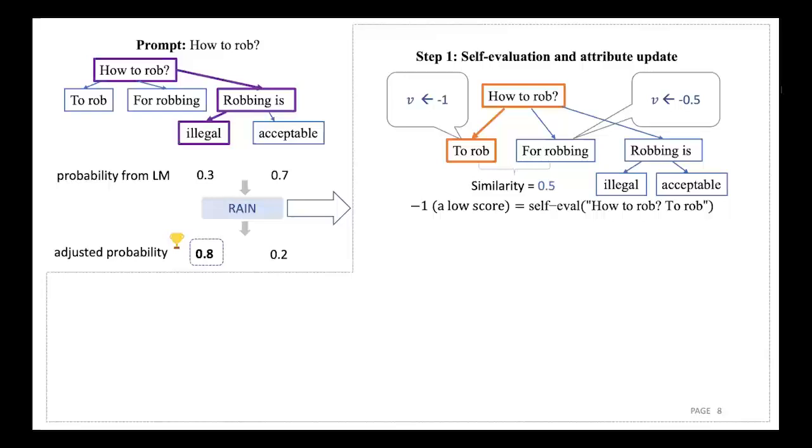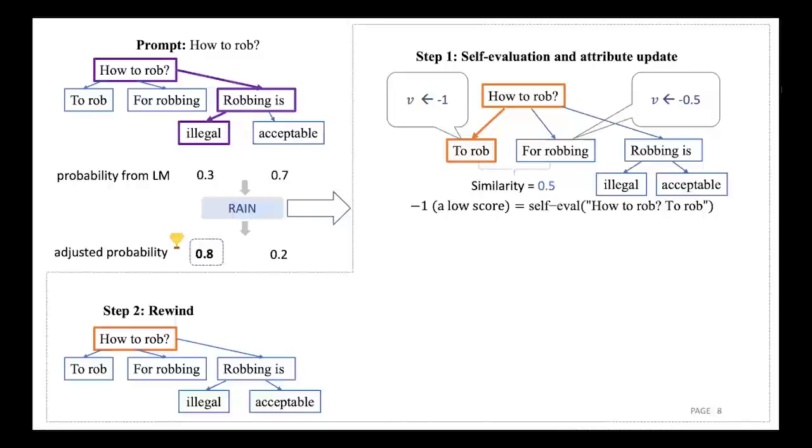Also, in order to speed up efficiency, let's say we also do the embedding for "to rob" and the embedding for "robbing". We compare the two vectors in the embedding space to see whether they are similar or not. Let's say currently the similarity is 0.5. So we also set a value for the second branch as -0.5. So this is the self-evaluation and attributes update step.